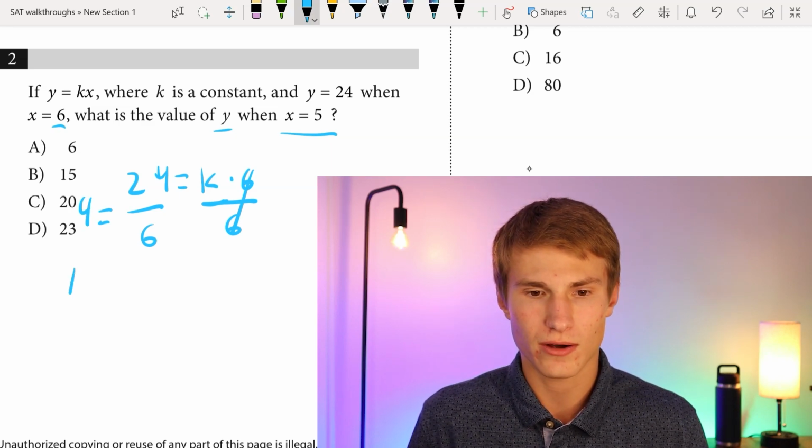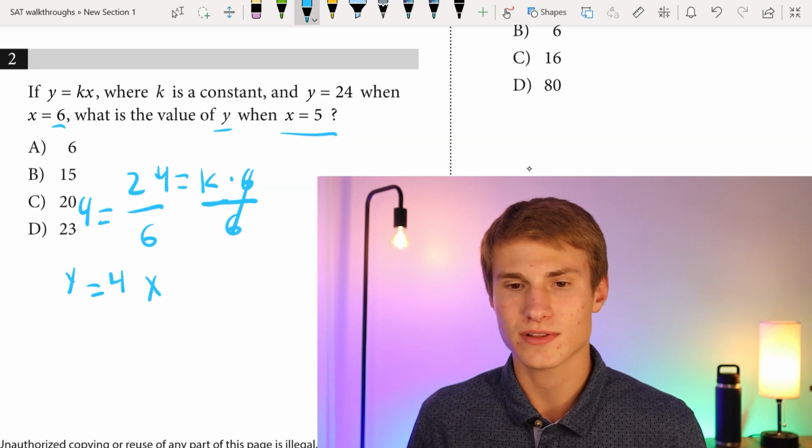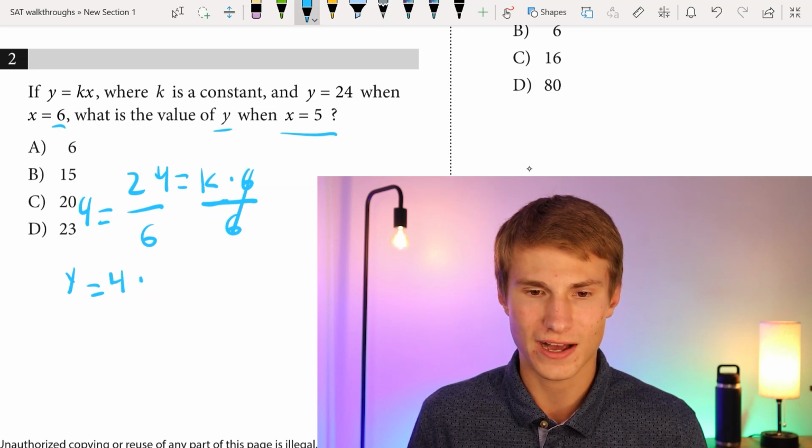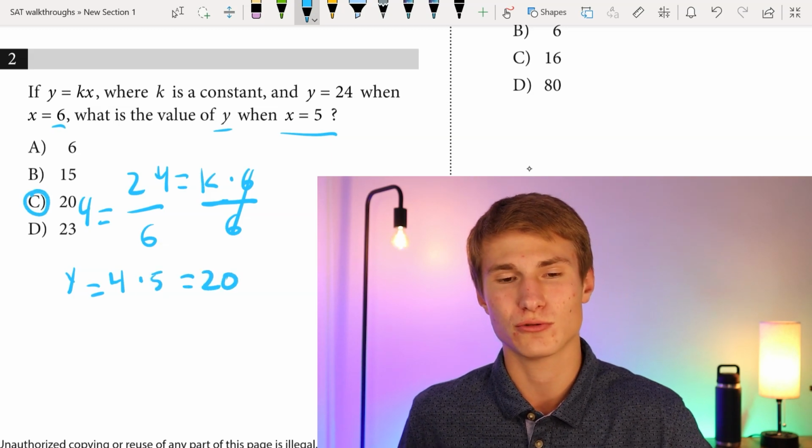Now from here, we know that y is equal to 4, since k is 4, times x. Now we're asked for the value of y when x is 5. We can go ahead and plug in 5 for x. So we'll have y is equal to 4 times 5. And we see that y will equal 20. So our answer for number 2 will be C.